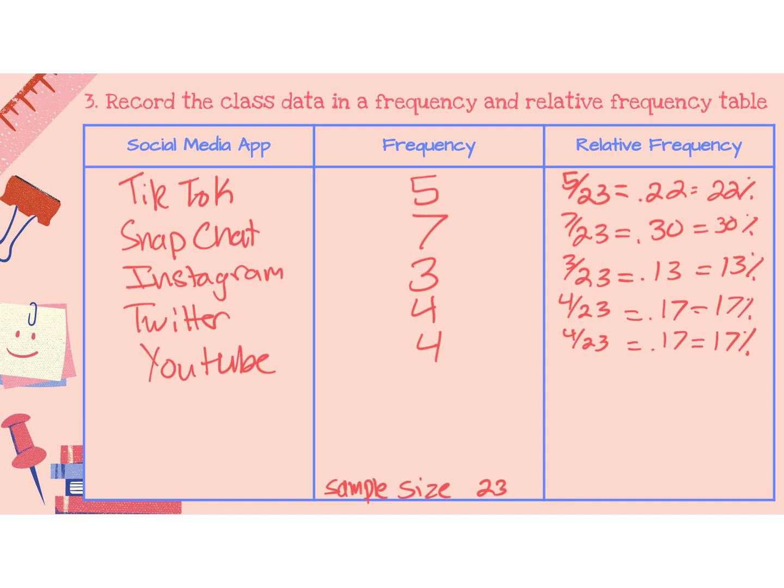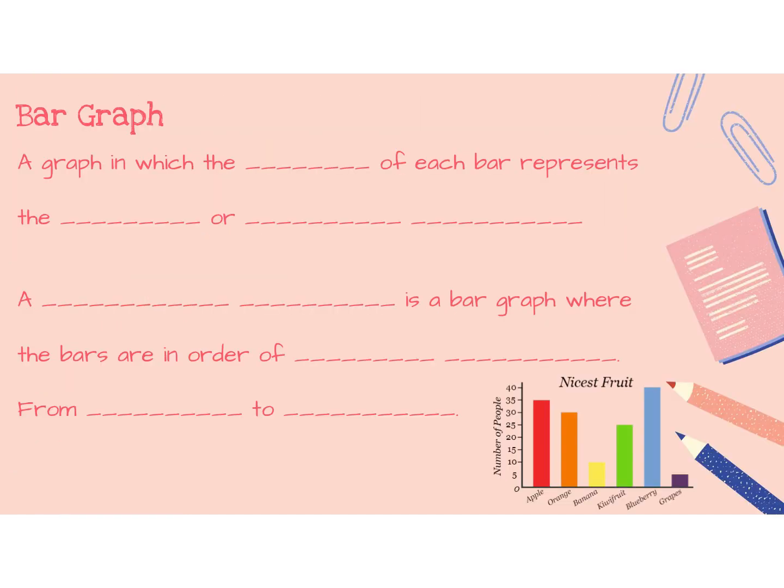So this will allow us to make our next 2 graphs. First, we're going to look at a bar graph. This is a graph in which the height of each bar represents the frequency or relative frequency of whatever you're talking about. Okay, just like our nicest fruit down in the corner, the height of each bar tells you how many people think that's the nicest fruit.